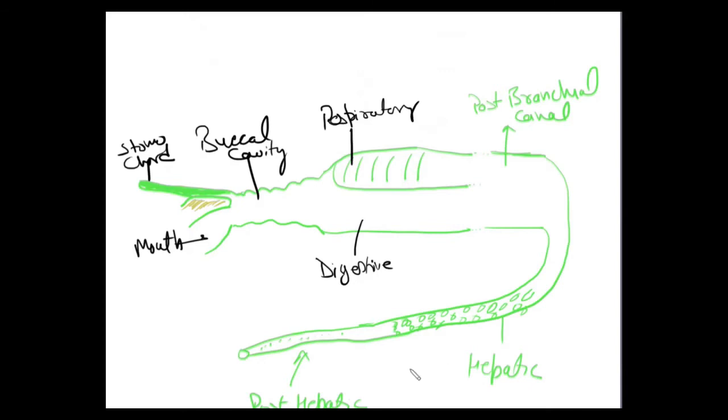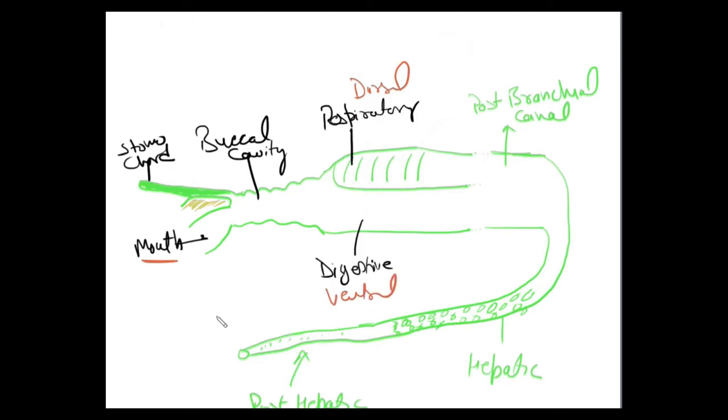So the digestive system of the Balanoglossus consists of a single mouth having a proboscis skeleton at its roof, which leads into the buccal cavity, having a stomochord or the buccal diverticulum. The buccal cavity leads into the pharynx, which is divided into the dorsal respiratory part and the ventral digestive part.